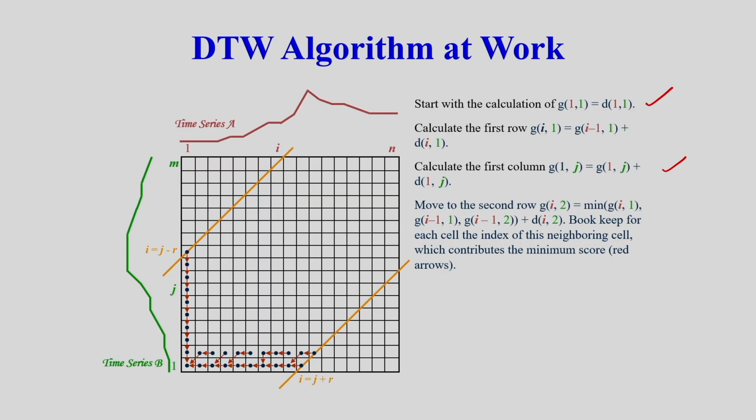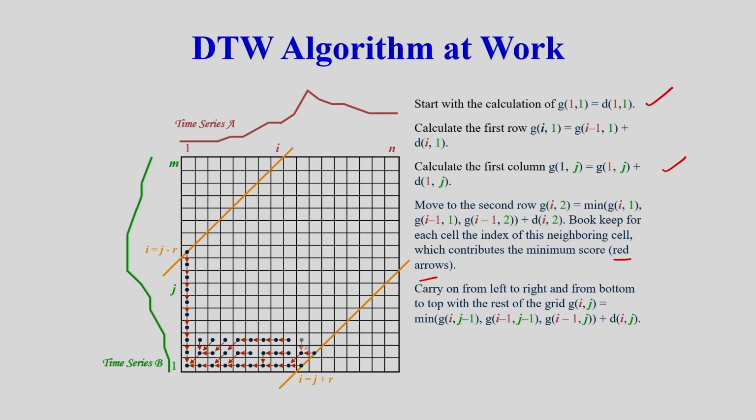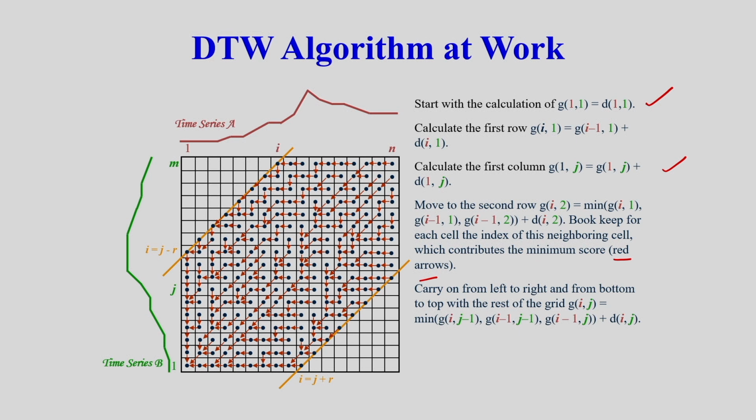score. So that means the minimum score, the distance we have to consider, is shown by the red arrows. So in the figure you can see I am showing the red arrows. So keep for each cell the index of the neighboring cell which contributes the minimum score. And carry on from the left to right and from the bottom to top with the rest of the grid we have to consider, and based on this Gij we can determine by these dp equations.